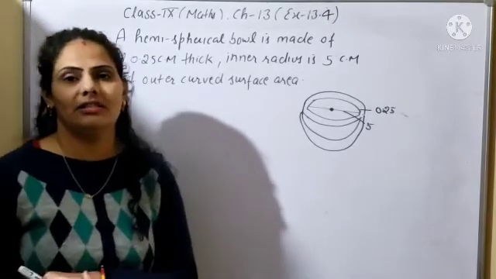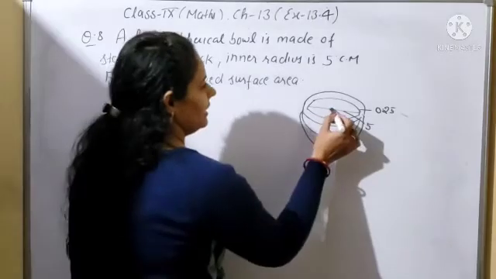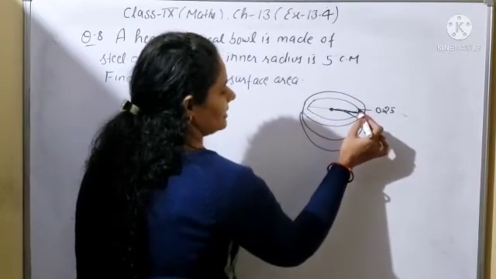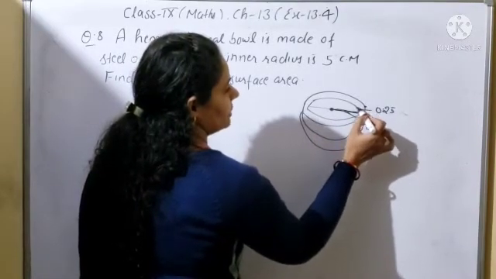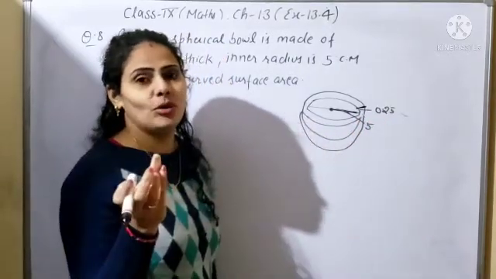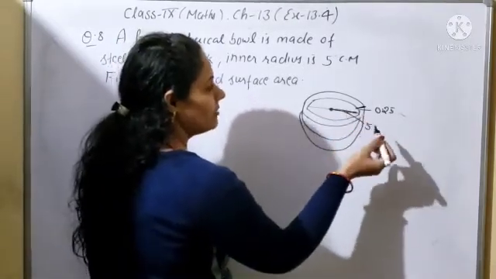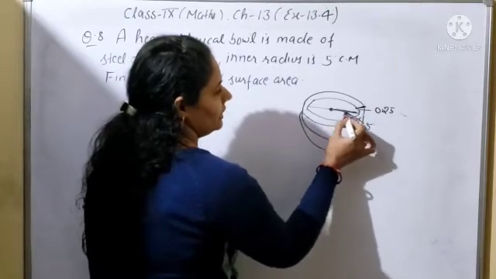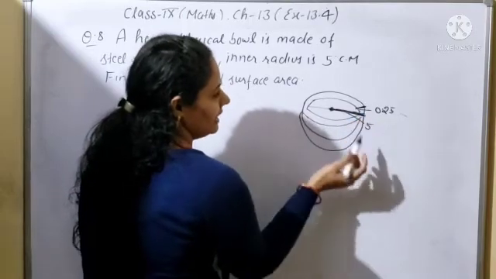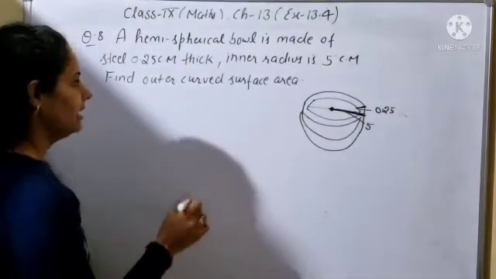So for finding the outer curved surface area, first of all you will find out the outer radius. So this one is the inner radius, and this is given 5 centimeter. And the thickness means from this one to this one. So the thickness is 0.25 centimeter. Okay, thickness मतलब उसकी मोटाई जो है वो 0.25 है, and the inner radius is 5 centimeter. So what will be the outer radius? So outer radius will be from here to here, the complete line. So this one will be the outer radius. So outer radius will be the inner radius and the thickness.